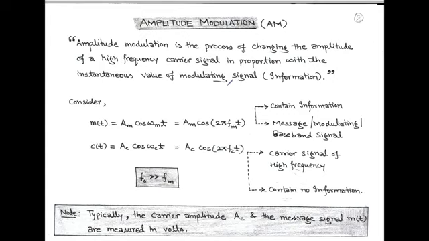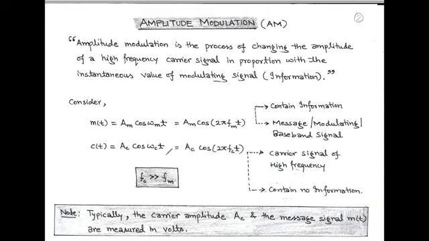And we know that for a modulation process we require two signals. First is the message signal, or modulating signal, or baseband signal, and second is called the high frequency carrier signal. And here we are going to express amplitude modulation mathematically. For this we consider the message signal and carrier signal to be sinusoidal.